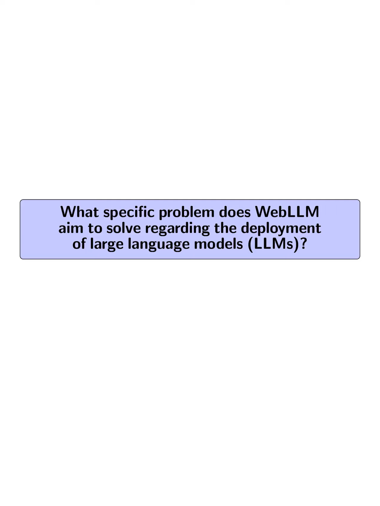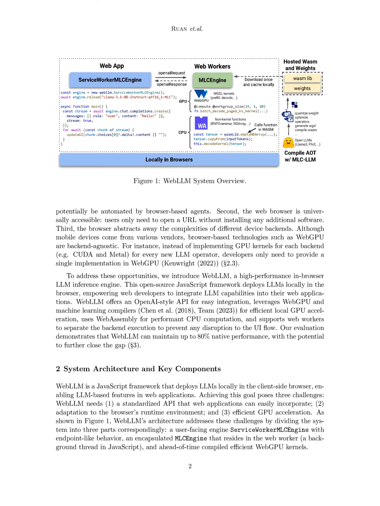What specific problem does WebLLM aim to solve regarding the deployment of large language models, LLMs? WebLLM aims to solve the problem of deploying large language models, LLMs, efficiently in web browsers, addressing three key challenges: the need for a standardized API for easy integration, adaptation to the browser's runtime environment, and achieving efficient GPU acceleration.